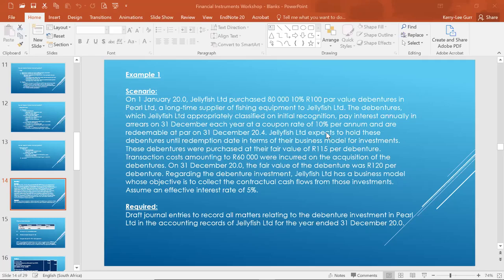Okay, so they want you to record the matters in the accounting records of Jellyfish Limited. And what happened with Jellyfish Limited? Jellyfish Limited purchased 80,000 10% 100 Rand par value debentures.